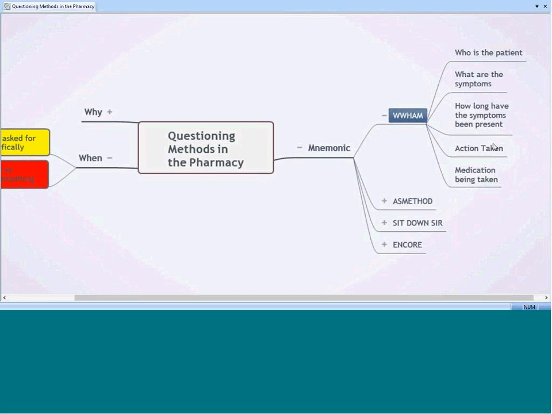So what sort of actions have you taken? Well, I've tried some herbal remedies. I've tried the herbal Nitol, really hasn't worked. I've tried some sort of valerian extract. Again, that hasn't really worked. I need something a little bit more powerful, just to help me get to sleep.